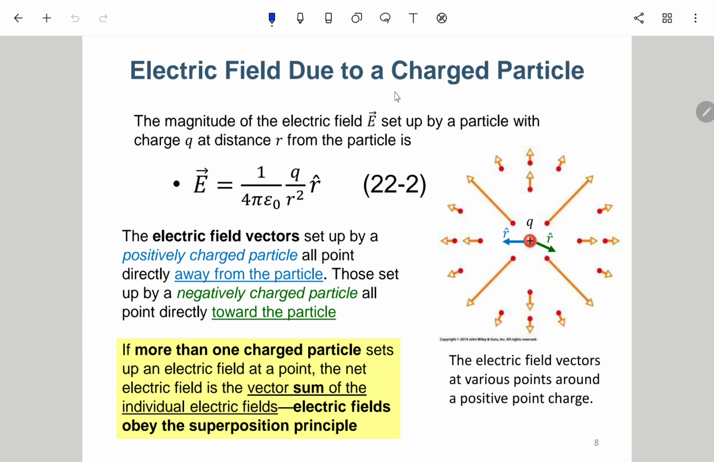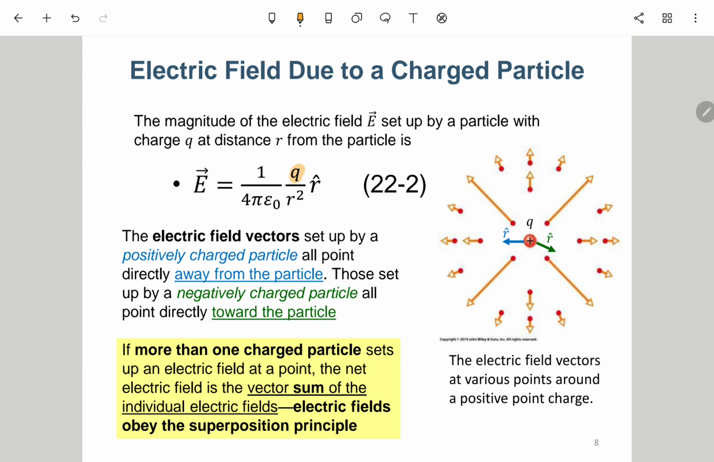Okay, so here this is the electric field due to a charged particle, which I derived a few pages before. It says the magnitude of the E field set up by a particle with charge Q at distance r from the particle is this one. This is nothing but E equals F over Q. The Q and the Q in the Coulomb's force cancel each other, so here we only have a single Q in the numerator, and the other terms are exactly the same.